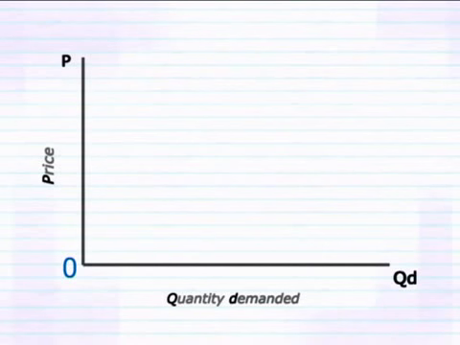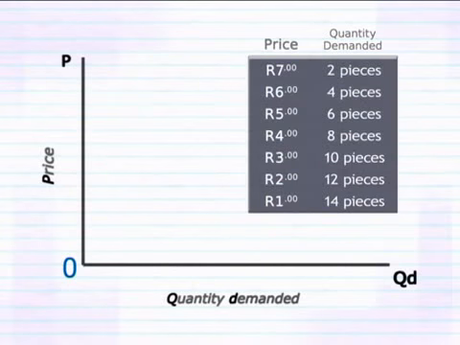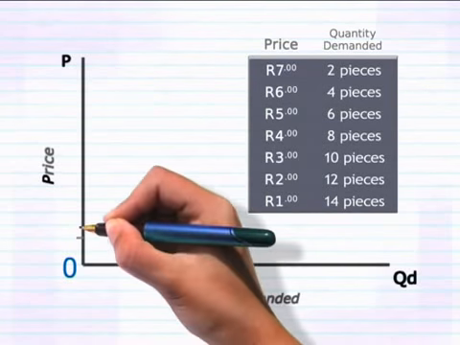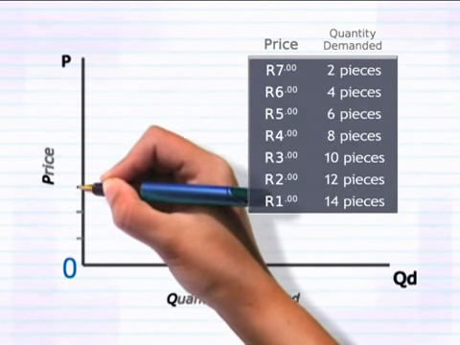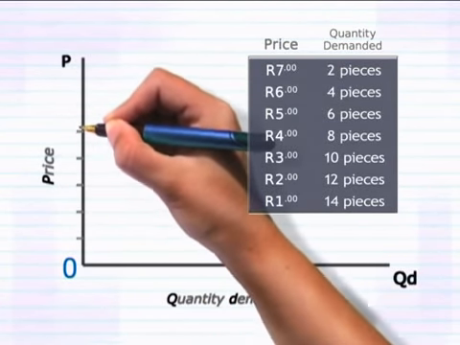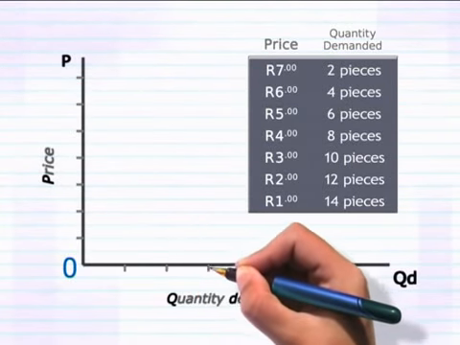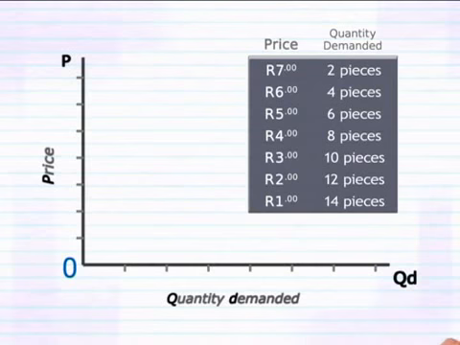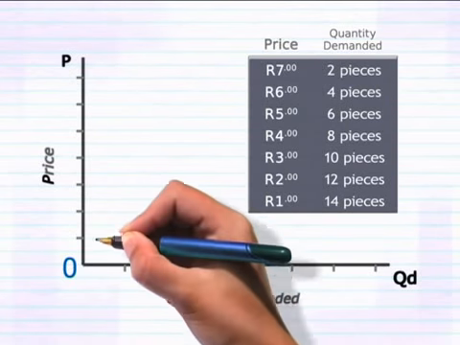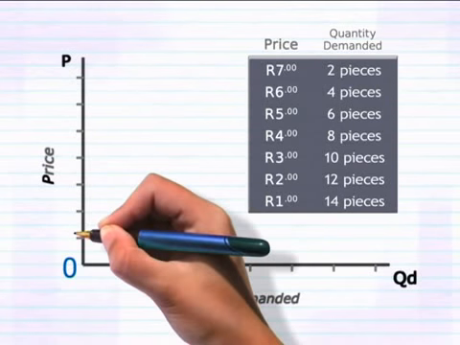The next step is to indicate the price and quantity demanded intervals on each axis. From the table, we can see that there are 7 different sets of figures, and so we indicate 7 equally spaced intervals on our axes. So that's 1, 2, 3, 4, 5, 6, and 7 intervals. And the same again for the horizontal axis. Now, we plot the corresponding price and quantity of demanded values.